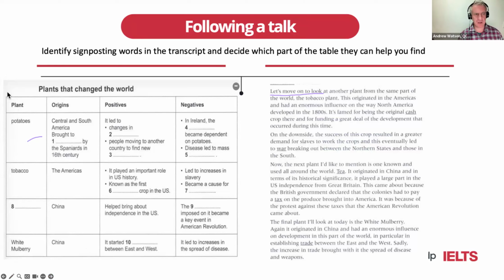On the downside, is that a signposting word? Well, it indicates the person is going to talk about the negatives, doesn't it? And then moving on to talk about a different plant, different crop, talking about tea, and then the final plant. So here we can anticipate that the talk is coming to an end.